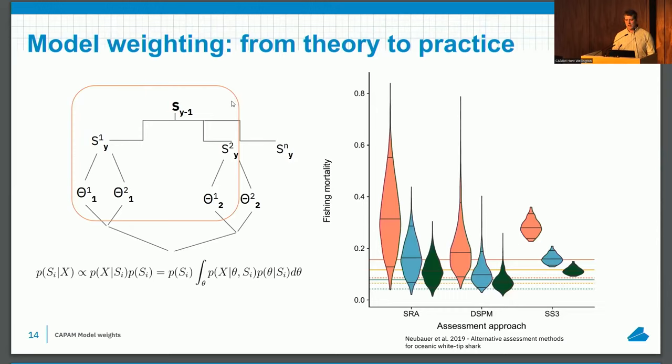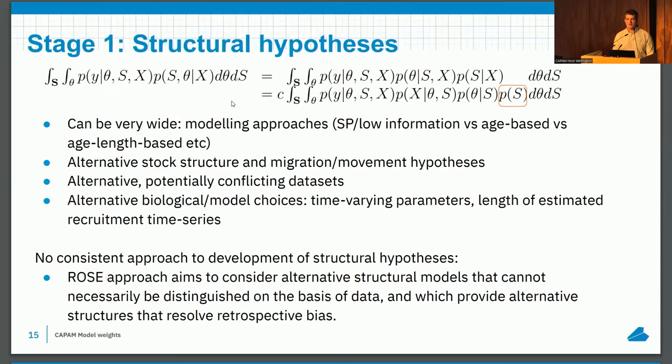And so ultimately, the management advice, I think, was mostly structured around the SS3 model, but we had different models that gave us some confidence that we were seeing consistent patterns here in terms of fishing mortality. Obviously, that kind of approach can be extended to structurally different models.